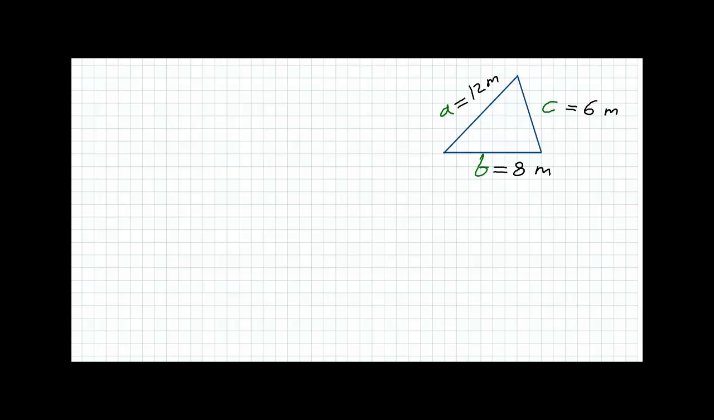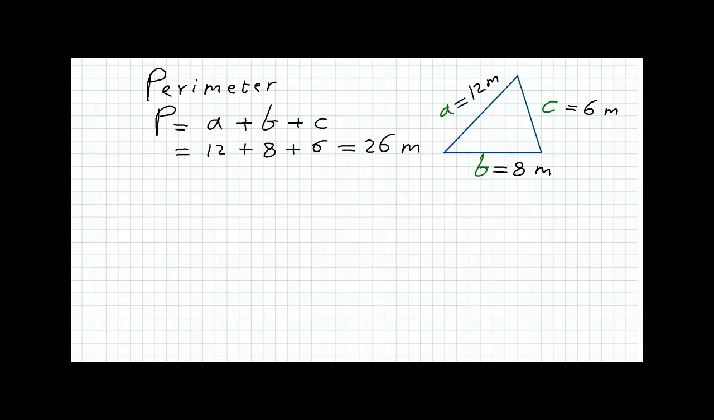Let us find the area of this triangle. To find the area of this triangle, we need first to find the perimeter. And we said that the perimeter is equal to the sum of the three sides, and this is going to be equal to 12 plus 8 plus 6, which is equal to 26 meters. Now we are going to find half the perimeter, which we call S. So 26 divided by 2 is equal to 13.